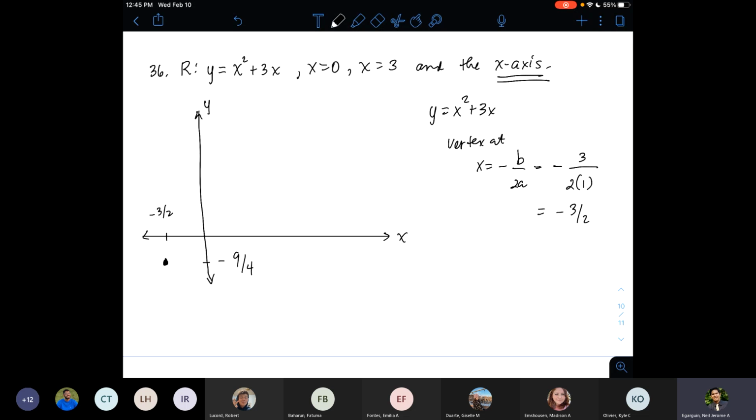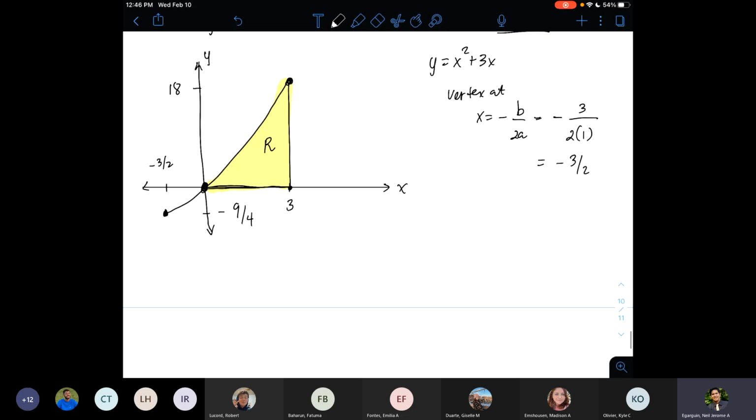When x is 0, y is 0. When x is 3, we get what? We get 9 plus 9, so that's going to be 18. Say 18 is over here. So the parabola will look like this, or at least a portion of the parabola will look like this. We're interested from x equals 0 until x equals 3, and we bound it by the x-axis. So basically, the shaded region will look like this. This is our region R, okay?